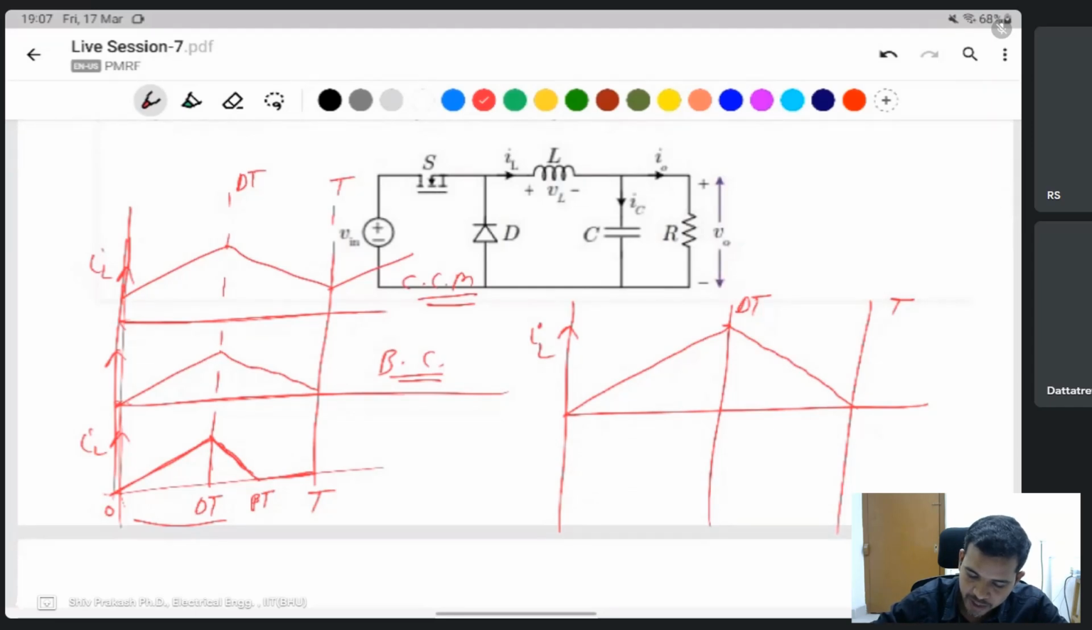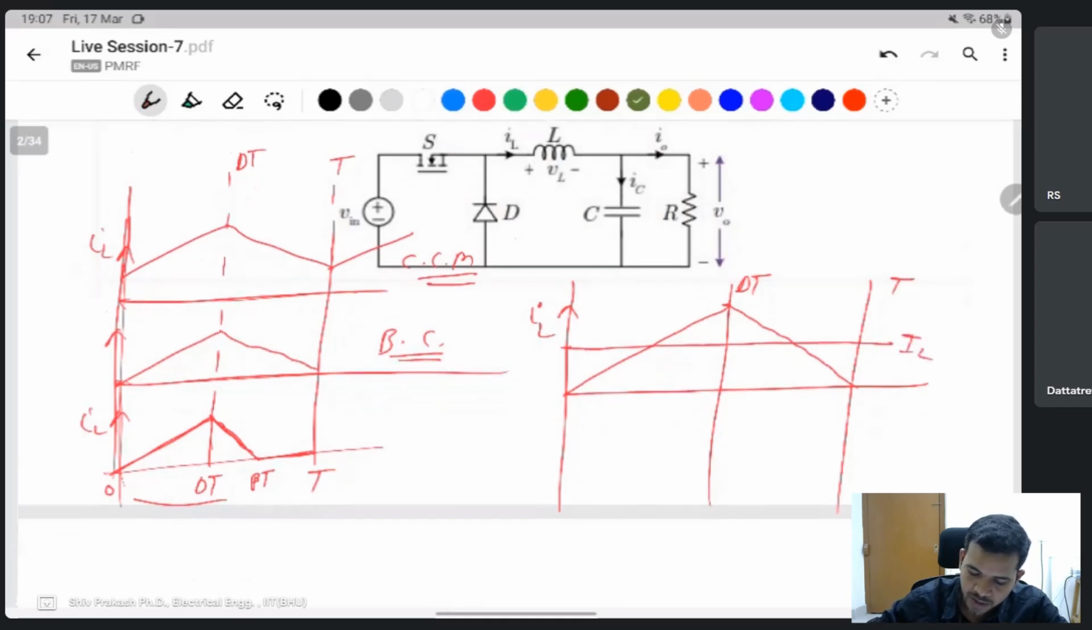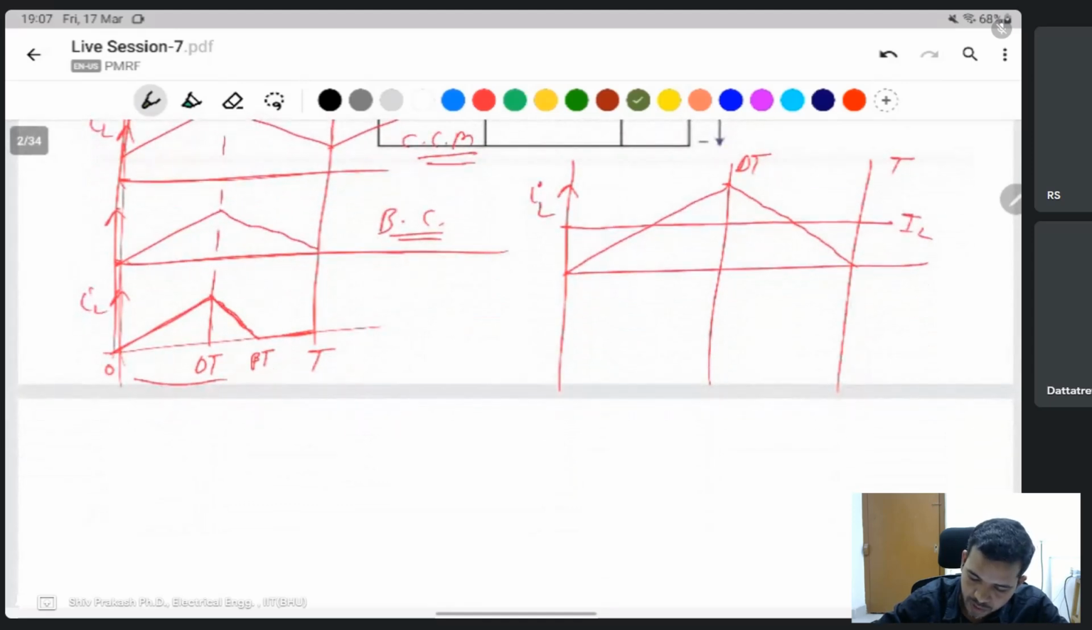Then what will be the average of the inductor current, and the total ripple current is delta IL. Average IL can be expressed as delta IL divided by 2, half of the ripple current. At the boundary condition, the critical condition, the average inductor current is delta IL by 2, half of the ripple current.